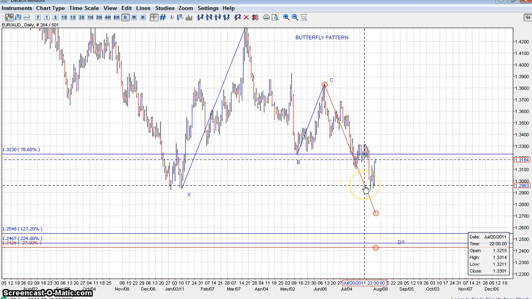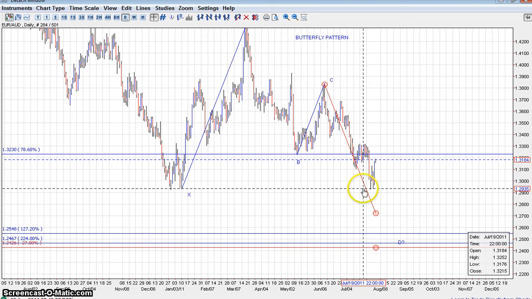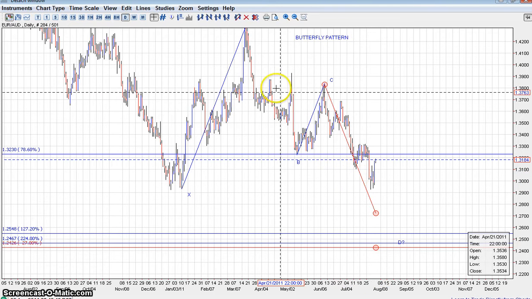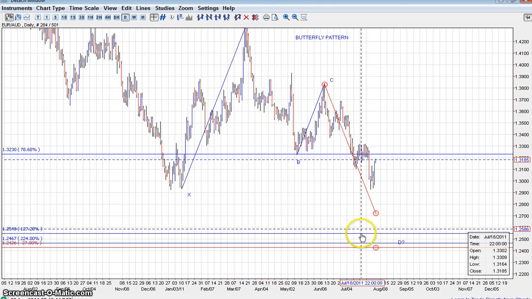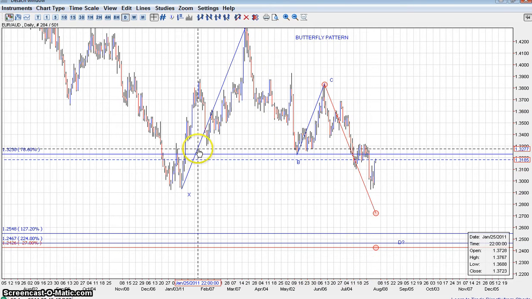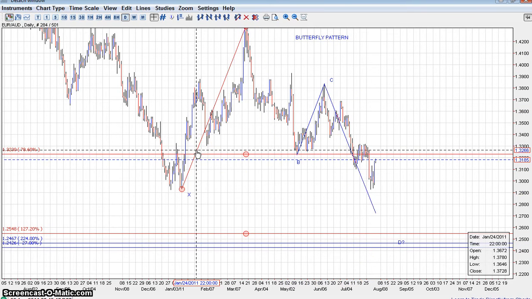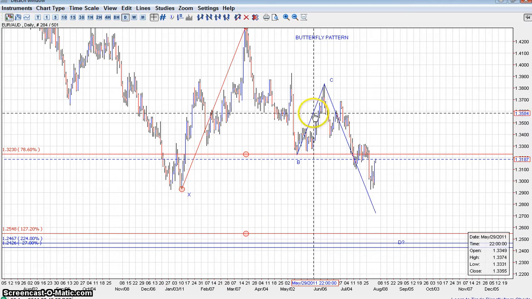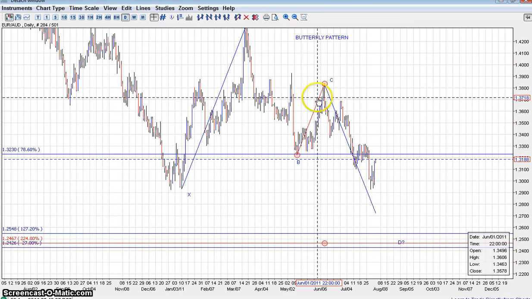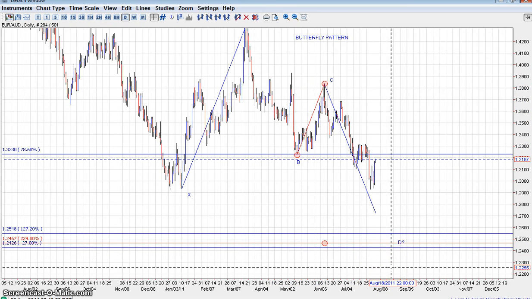That's the 127% extension of the AB leg projected from the C point. That's the lower boundary of that support zone. Then you've got the 127% extension of the XA leg as the upper boundary, and the 224 Fibonacci extension of the BC leg, and that's the lower boundary. So that's what I've identified on this daily chart.